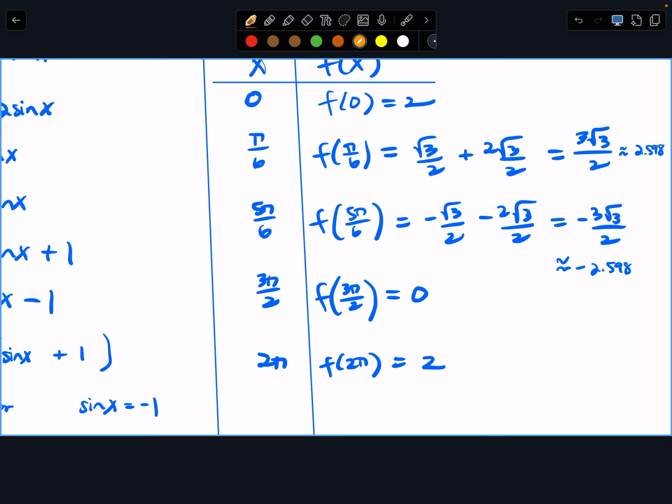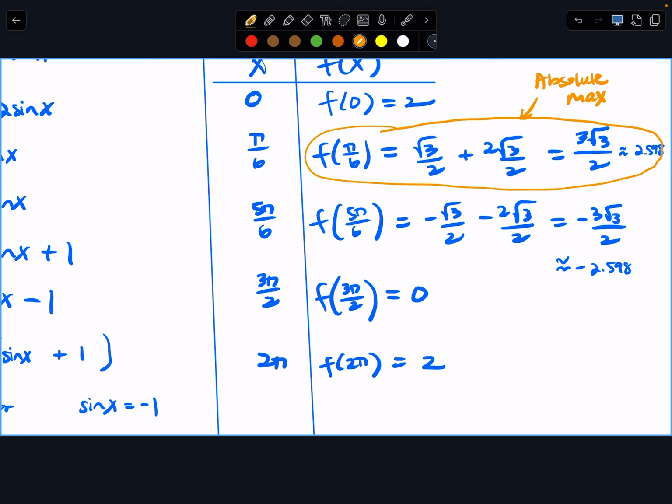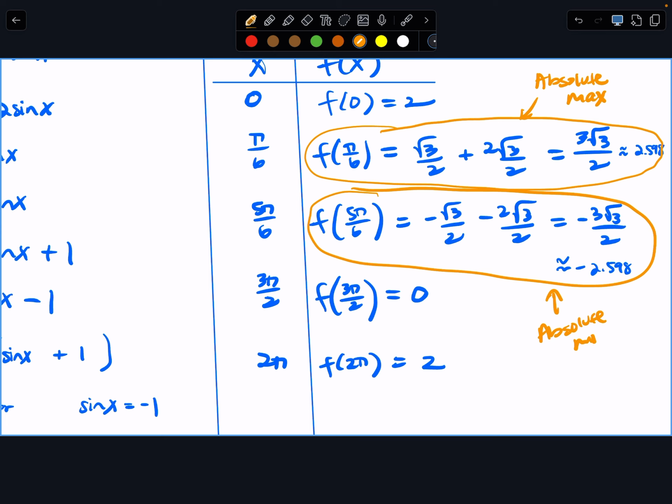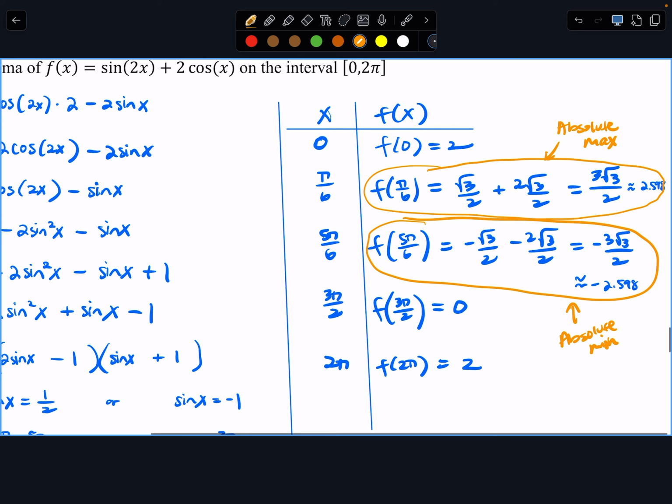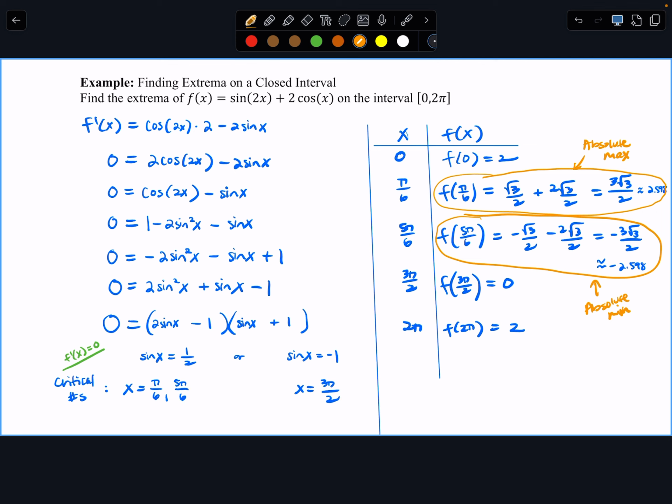So, absolute maximum, and I'm circling the whole thing because the whole thing is a representation. Each of those f of pi over 6, right, represents the function value. That would be the absolute maximum. And then f of 5 pi over 6 would be the absolute minimum. I think that's good. I think you guys have enough to do the homework, and I'm going to save the ones that we didn't get to as a little warm-up for next time that we can do together. It'll be great.